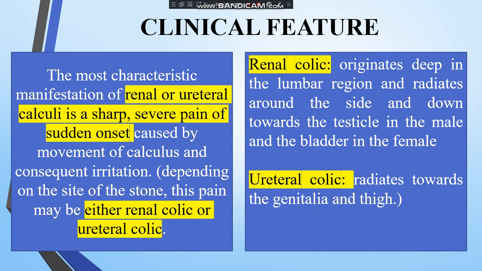So in renal colic, it originates deep in the lumbar region and radiates around the side and down toward the testicles in the male and bladder in the female. This is a specialty of renal colic, both in male and female. In ureteral colic, the pain originates from the ureter itself and radiates towards the genitalia and thigh. As the ureter runs downwards, the pain also runs downwards towards the genitalia and thigh. So the area where the pain occurs and how it radiates is the difference between ureteral colic and renal colic.